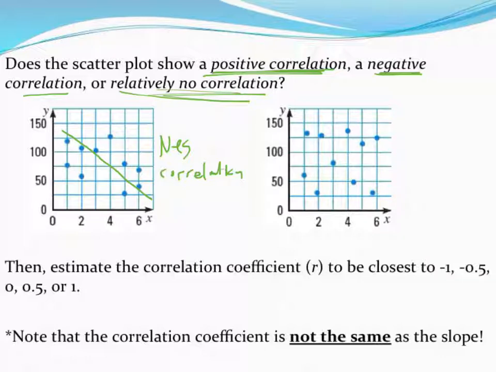Compare that to the graph on the right over here. I'm looking at that data, and the data appears to be really random. I can't imagine one line going through that data, so I'm going to say that that's no correlation. The data appears to be completely random and no connection there.